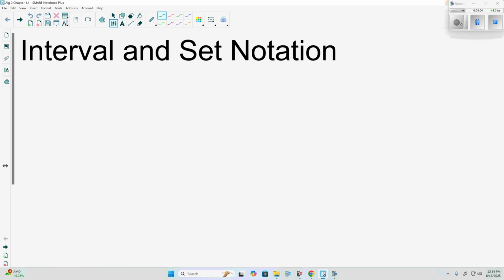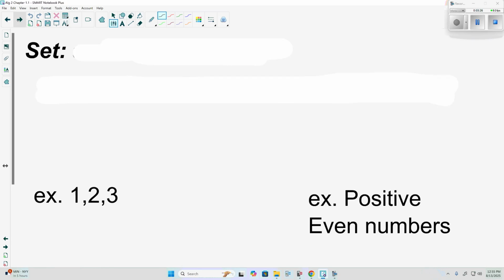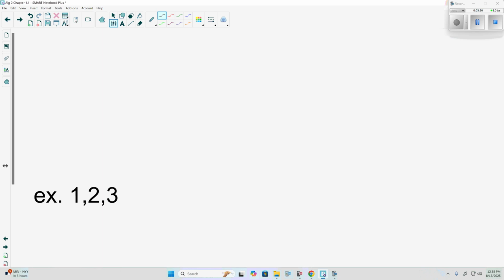Now, chapter 1 is what we're starting with. Chapter 1 is a little bit of everything, because we're going to start off with set builder and interval notation. We're going to talk about systems of equations, matrices, and transformations. It will be a little bit of everything. What we're starting off with is intervals and set notation. It'd be helpful to define what a set is.